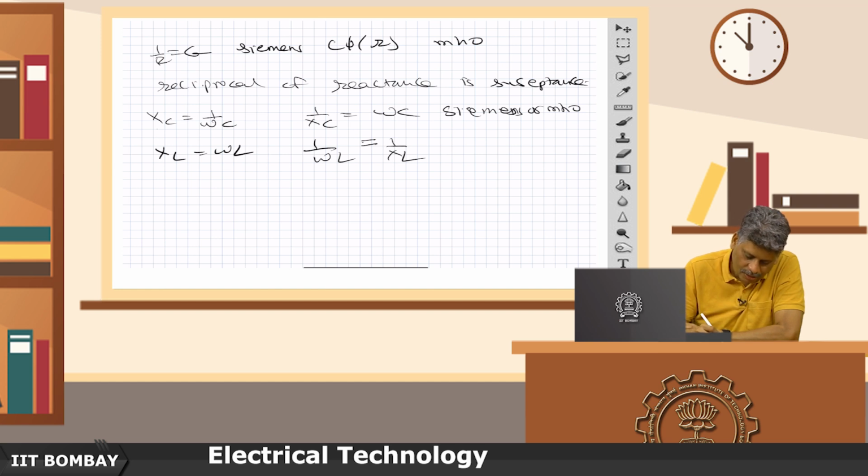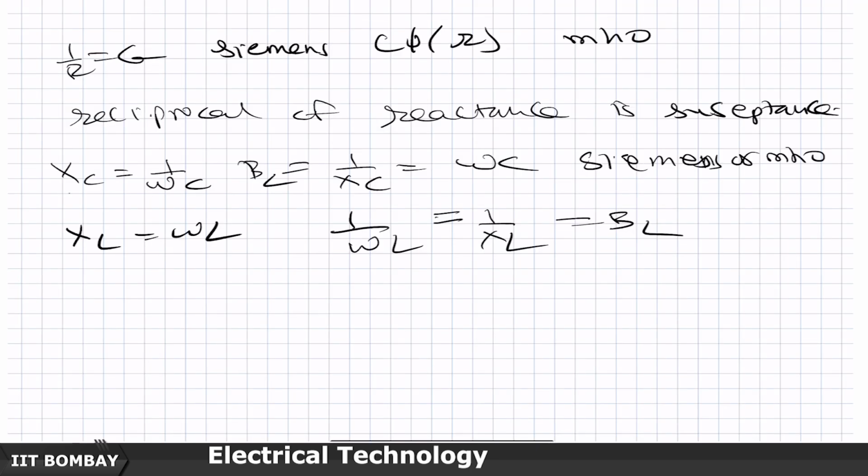So this is BL. The susceptances are usually shown by a symbol B. I don't know why, but they are shown by G and B. So 1 by omega L is shown by BL, and omega C, the reciprocal of the capacitive reactance 1 by omega C, is shown by BC.